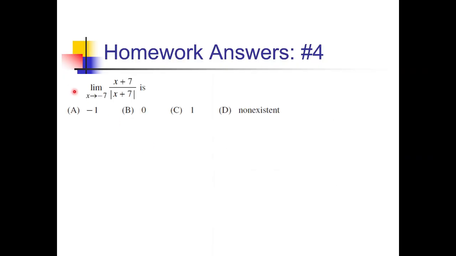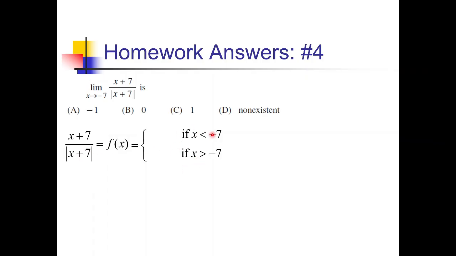To find the limit as x approaches -7 of this absolute value expression, I'm going to first give it a name. I'll call it f of x. But after I do that, I'm going to split it into a piecewise function. So my two rules for the piecewise function: I'm going to have one rule for x values that make the stuff inside here negative. So those would be all x values that are less than -7. And then I'll have a rule for all the x values that make this positive. So that's going to be all the x values that are greater than -7.